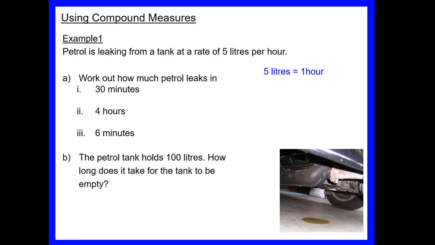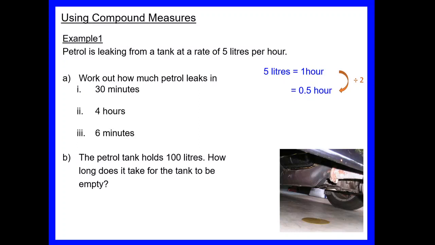It's very similar to what we would do when we're doing ratios. So if we said 5 litres takes us 1 hour, and we want to know how much in 30 minutes, under the hour side I'm going to put 30 minutes. Now 30 minutes is 0.5 hours, half an hour. So we've got to get from 1 hour to half an hour. How do we get from 1 down to a half? Well, we halve it, we divide it by 2. So to get from 1 to 0.5, we divide by 2.